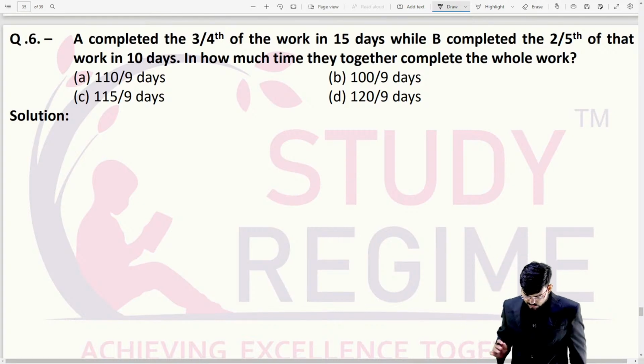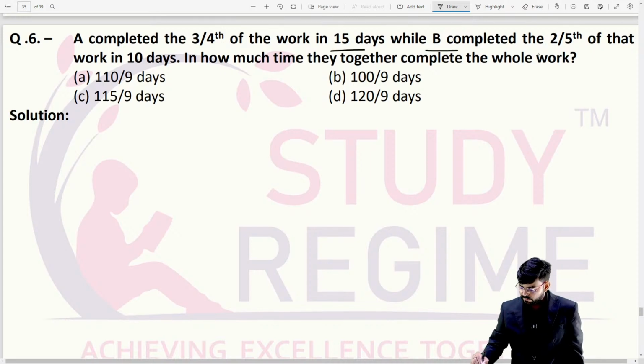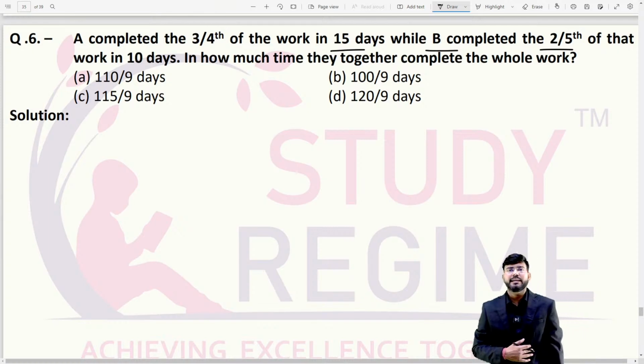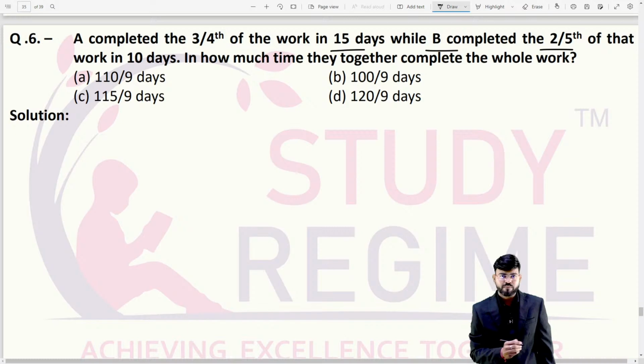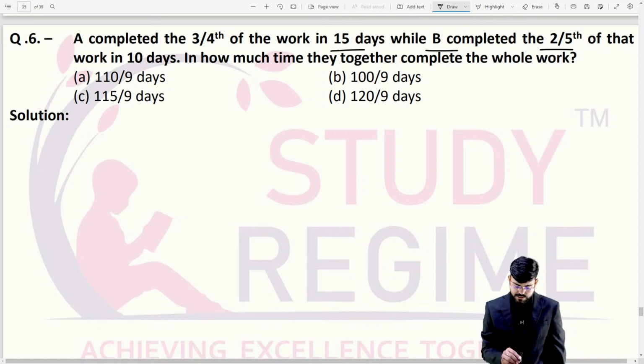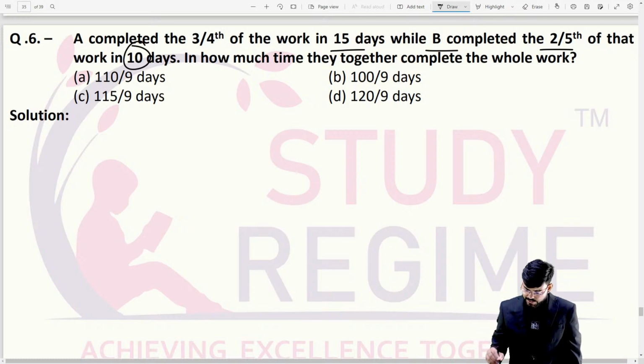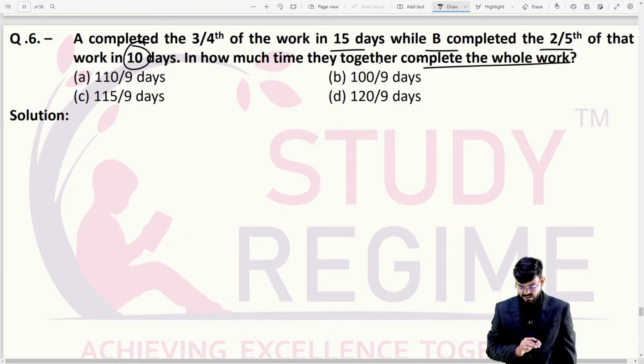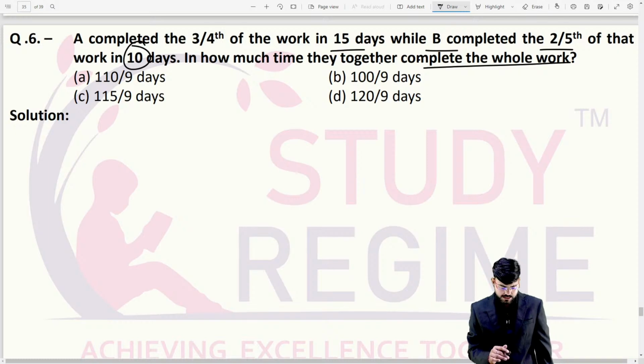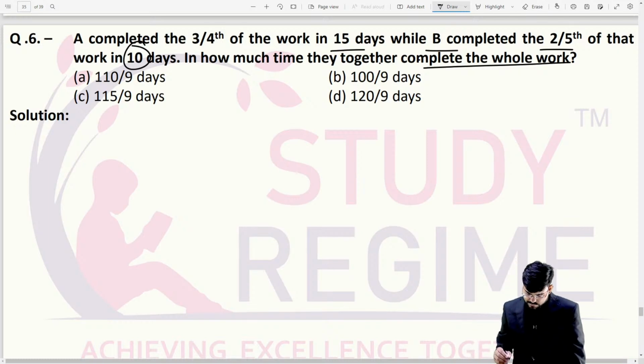Now, here it is given that A completed 3/4 of the work in 15 days and B completed 2/5 of the work in 10 days. In how much time will they together complete the whole work? It's a very easy question, but you need to understand what 3/4 and 2/5 of the work mean.